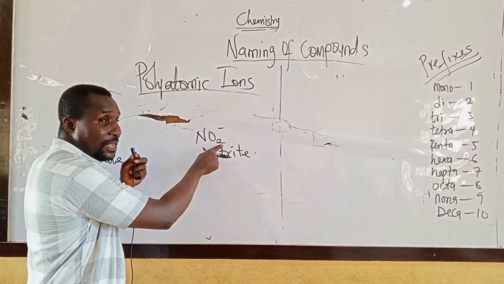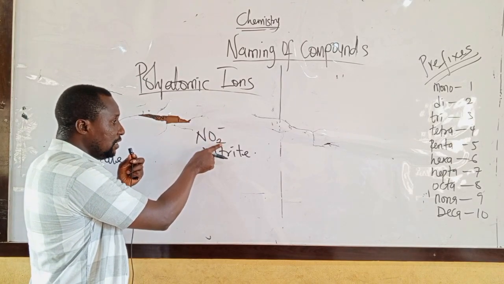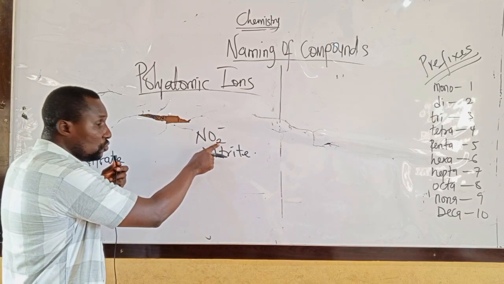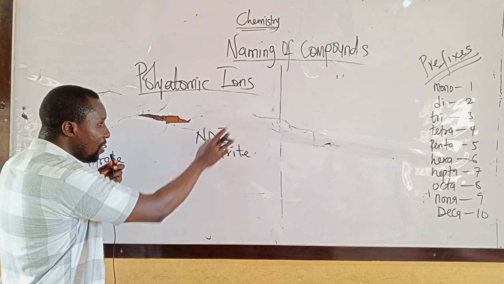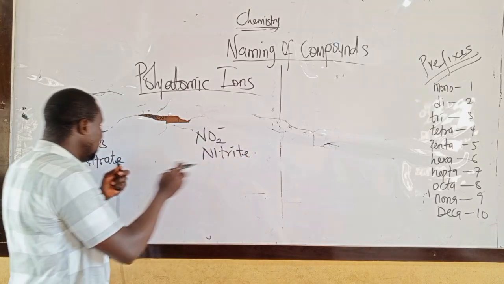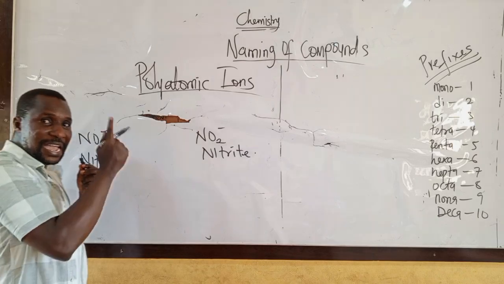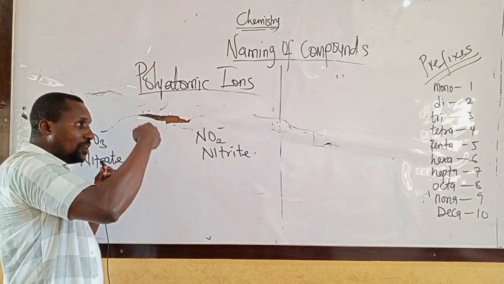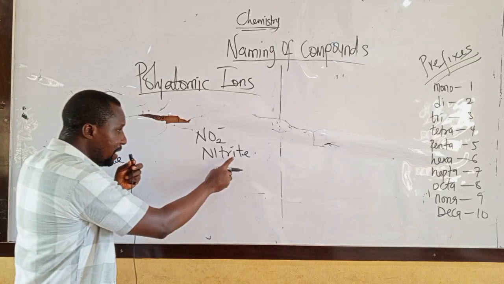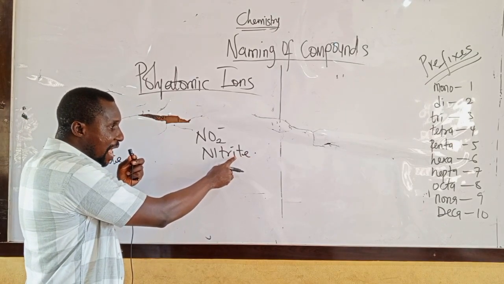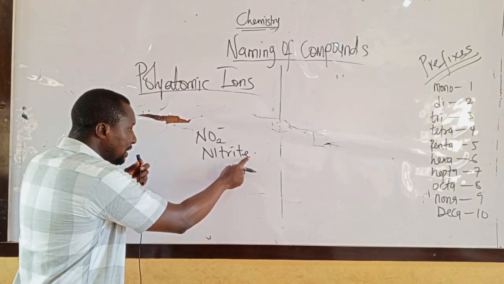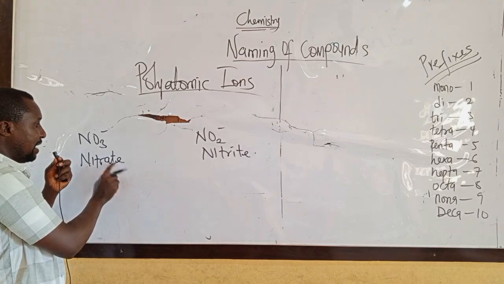Can you see in nitrate there are 3 oxygen. In nitrite there are how many oxygen? 2. There are 3 oxygen here, there are 2 oxygen here. Whenever you have one oxygen shorter than the normal one, that will be what? ITE. ATE. That means one oxygen more than what? ITE. ATE is one oxygen more than ITE. Or I can say ITE is one oxygen lesser than ATE.